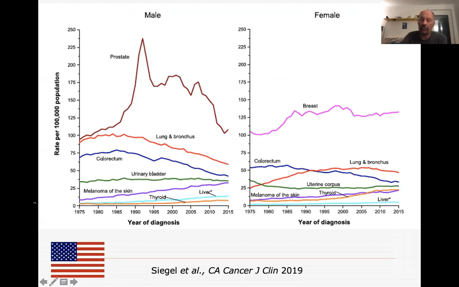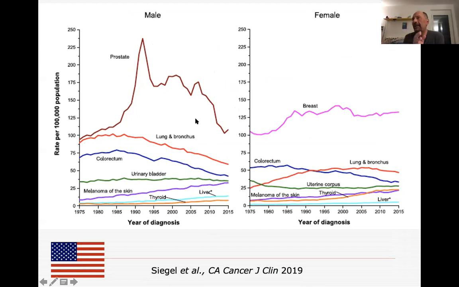And this is how the incidence develops with years. It's a plot that goes in the United States from 1975 to 2015 for men and women. I think this is quite interesting. You see, prostate, here there is a huge peak, and then there is even a decrease here.